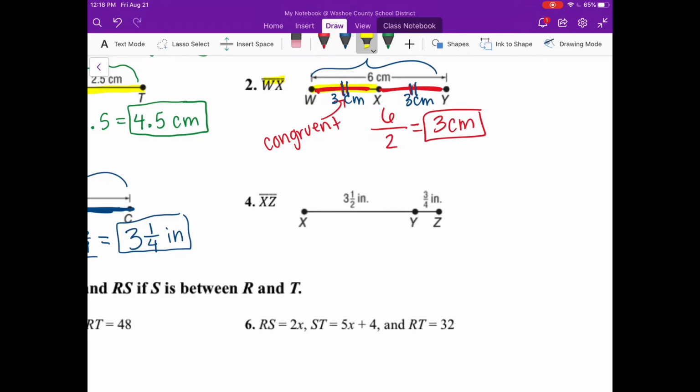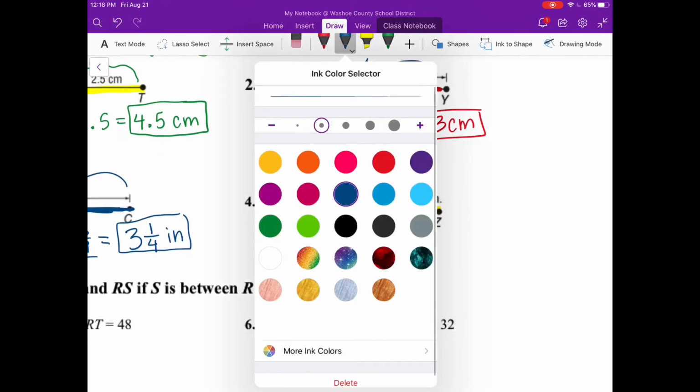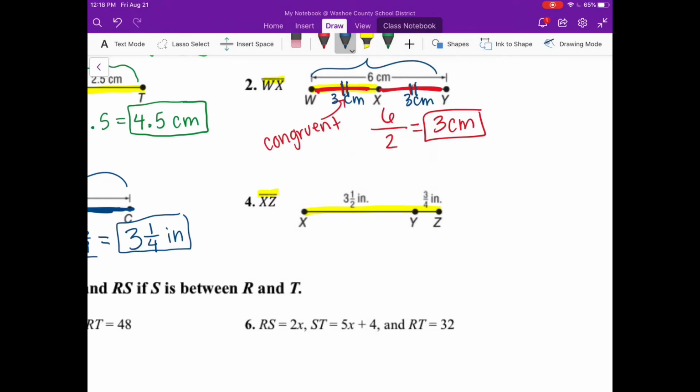Okay, and this last one here, xz is the whole thing. So when it's the whole thing, two pieces make up that whole thing. That means I'm going to add them. So I have 3.5 plus 3/4. And again, this helps if you're using a calculator. You guys are more than welcome to use your phone calculator for this. If you turn it into a decimal, that works too. And it comes out to 4 1/4 or 4.25 if you made it a decimal.